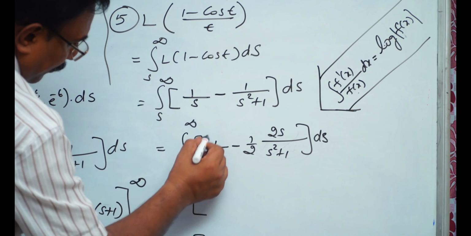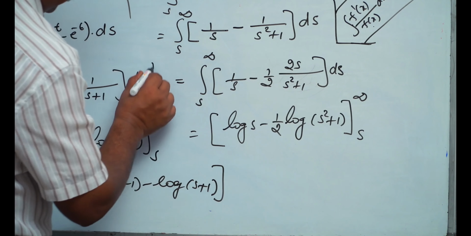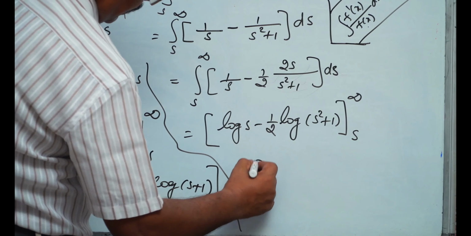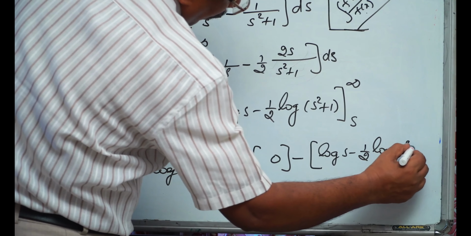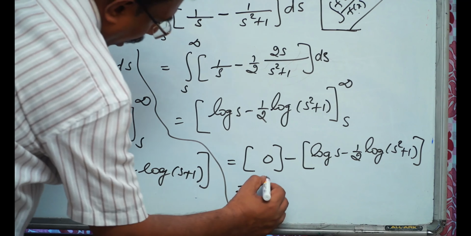So, for 1 by s you know log s, simply minus 1 by 2. For getting 2s on the numerator I introduce half and 2. Half of log of the denominator s square plus 1. Limit here s, here infinity. For infinity, already explained, 0 will come. But for s, s is s, so no change. Log s minus 1 by 2 log of s square plus 1 is equal to, by sending minus inside, half log of s square plus 1 minus log s.